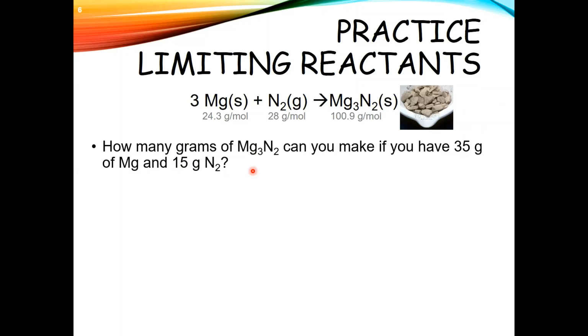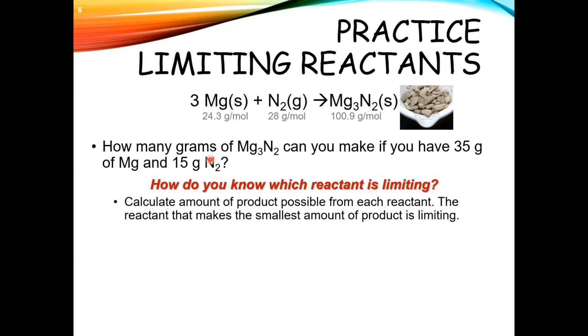Well, the first thing we can do is try and figure out the number of grams of this that can be formed with 35 grams of magnesium, and figure out how much could be formed with 15 grams of nitrogen. What I mean by that is we're going to calculate the amount of product possible from each reactant. And the one that produces less Mg3N2 is going to be our limiting reactant.